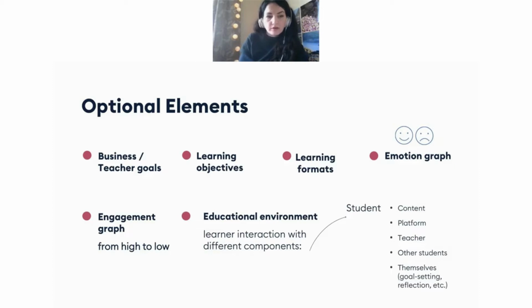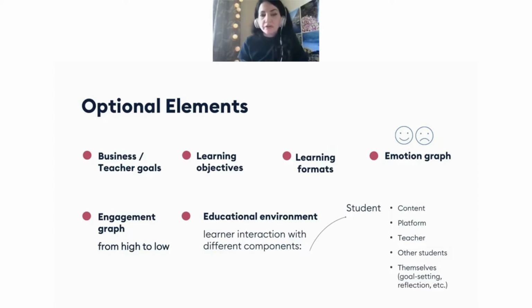For example, you can add some elements about goals, objectives, about formats. You can add an emotional graph and engagement graph, and also you can add some points about the educational environment. For example, how this learner interacts with content, with the platform, teacher, other students, and even themselves. For example, if you add to your program some place for reflection or some place for goal setting, you can understand that at this point the students will interact with themselves, and it's a great interaction for a learning experience.